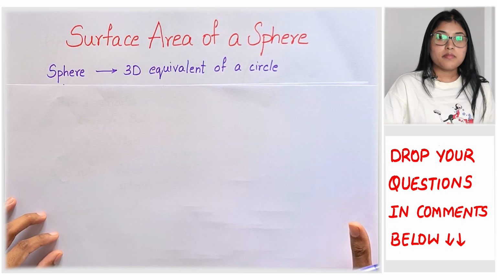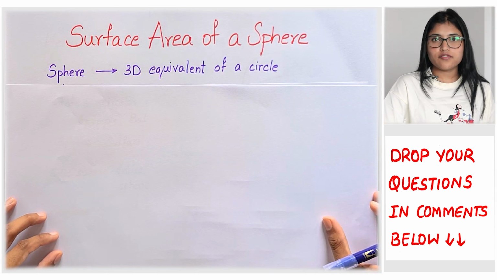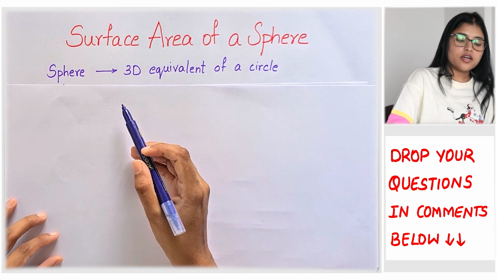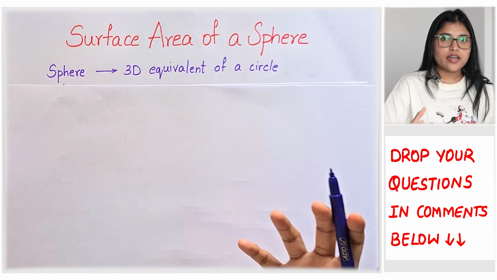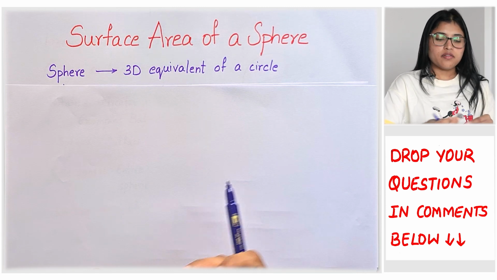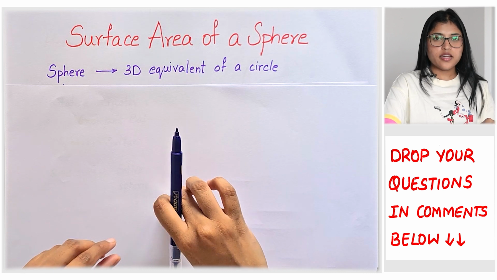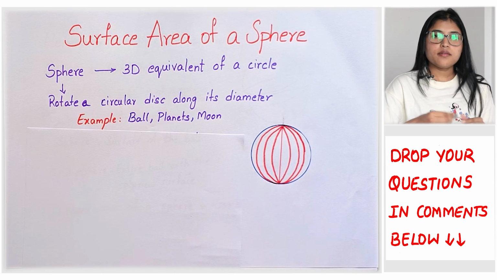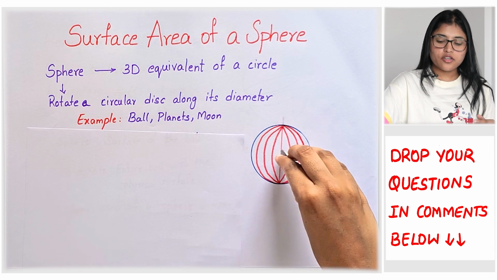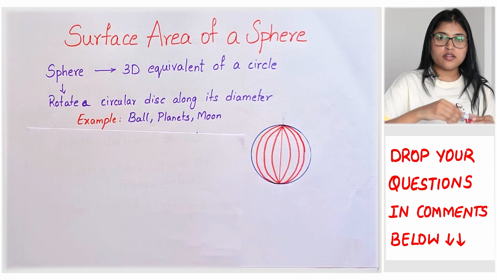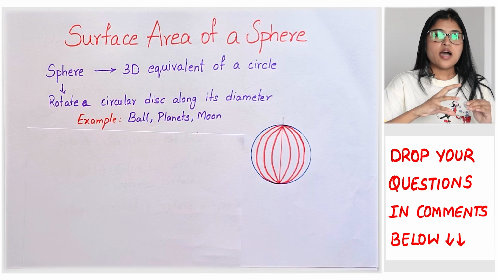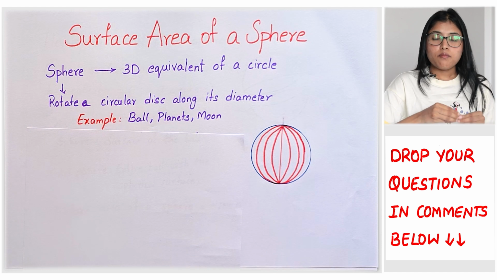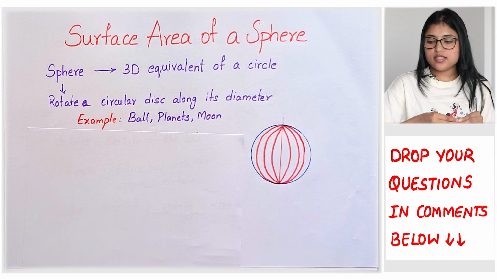Let's understand the meaning of a sphere before we find the surface area of a sphere. A sphere is nothing but the 3D equivalent of a circle. For example, we have circles like these coins, right? So a sphere is a 3D version of this coin. You can imagine that when you spin a circular disc along its diameter, it forms a sphere. Balls, planets and moons are some examples.